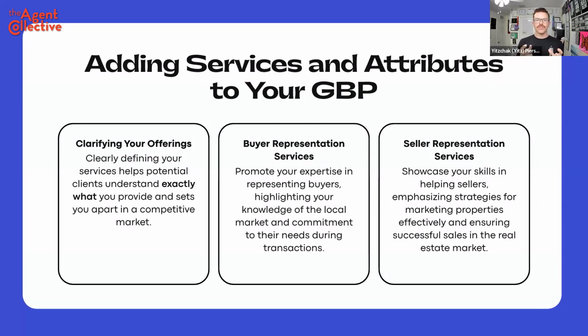And then adding the services and attributes to your Google Business Profile. So you want to say, I do buyer representation, I do seller representation, new construction, investment properties, relocation, VA representation. Clear services help AI match your profile to the user intentions. So there's a whole services section in the Google Business Profile that you'll want to fill out.